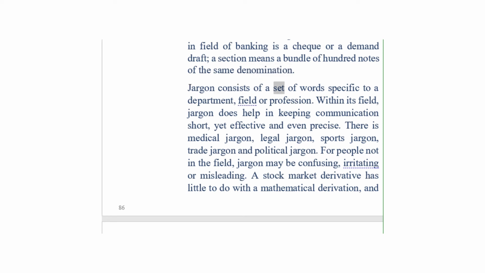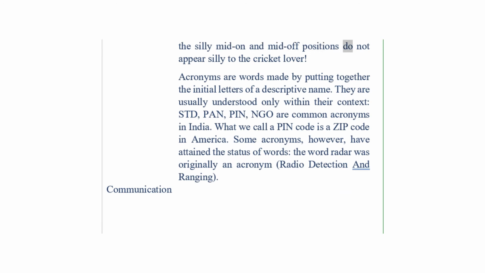Jargon consists of a set of words specific to a department, field, or profession. Within its field, jargon does help in keeping communication short, yet effective, and even precise. There is medical jargon, legal jargon, sports jargon, trade jargon, and political jargon. For people not in the field, jargon may be confusing, irritating, or misleading. A stock market derivative has little to do with a mathematical derivation, and the silly mid-on and mid-off positions do not appear silly to the cricket lover.